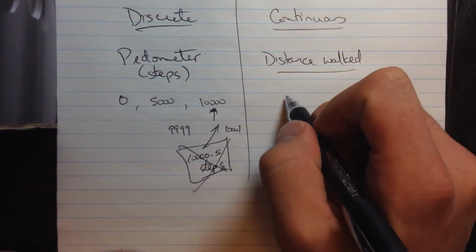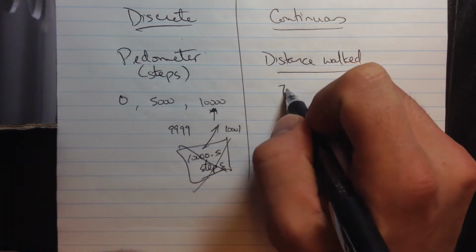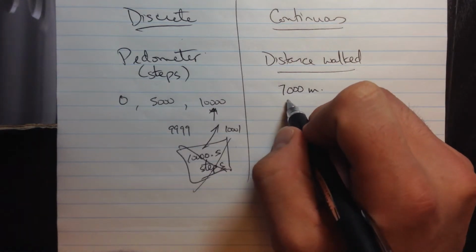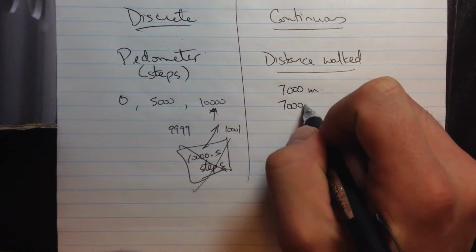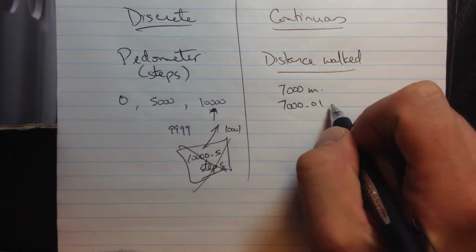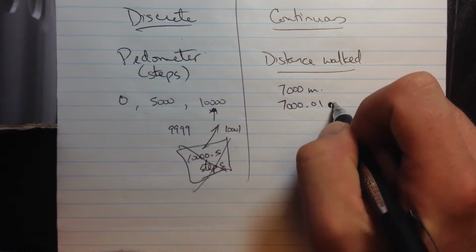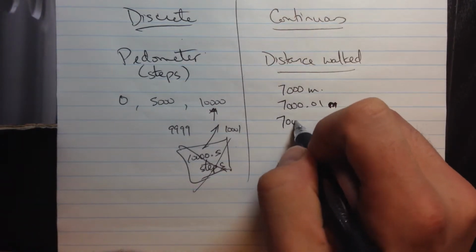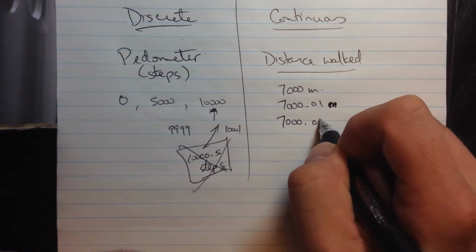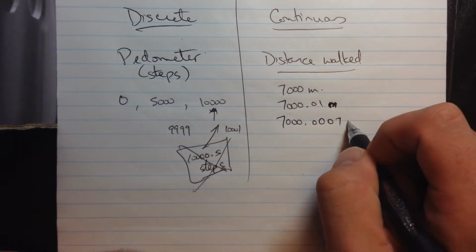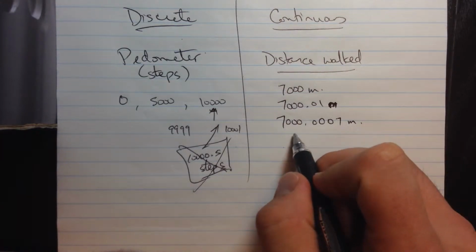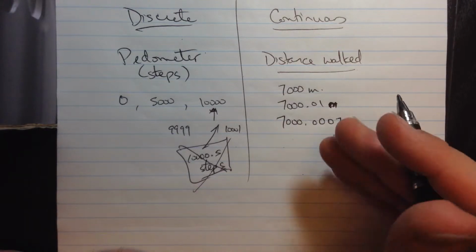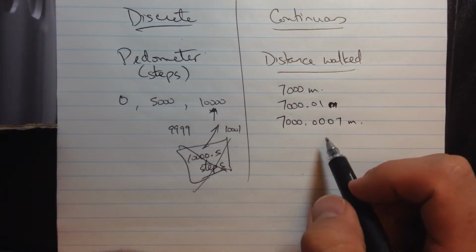So, for example, maybe you walk a lot and you walk 7,000 meters. Well, you could walk slightly farther and walk 7,000.01 meters. Oops, sorry, I started to write centimeters after going an extra centimeter. Or perhaps you walk something in between that, something like this. And no matter how fine you get for this measurement, there's always something just a little bit finer. You could always sort of cut the difference in half and find a value in between.